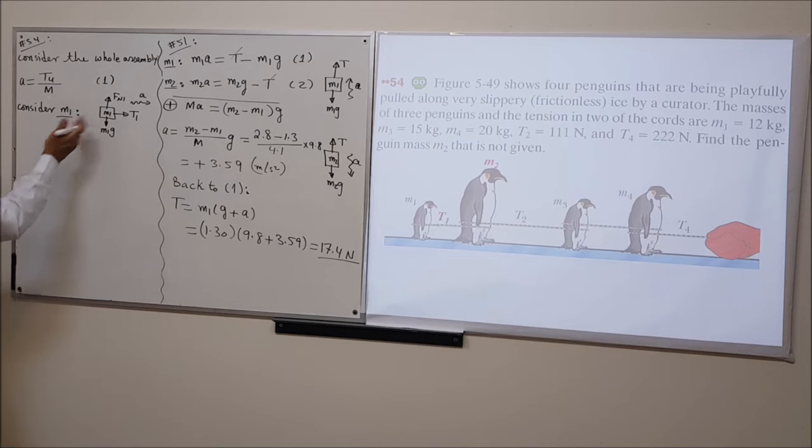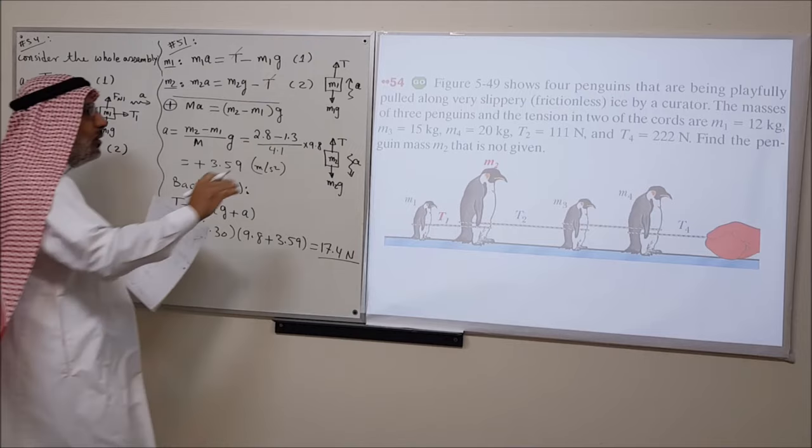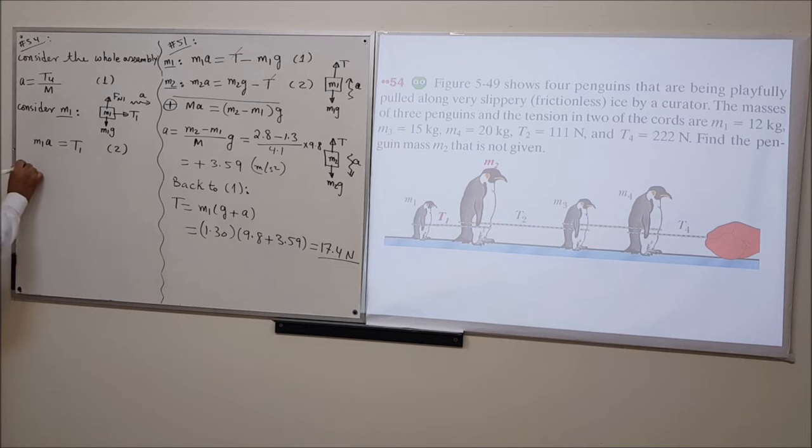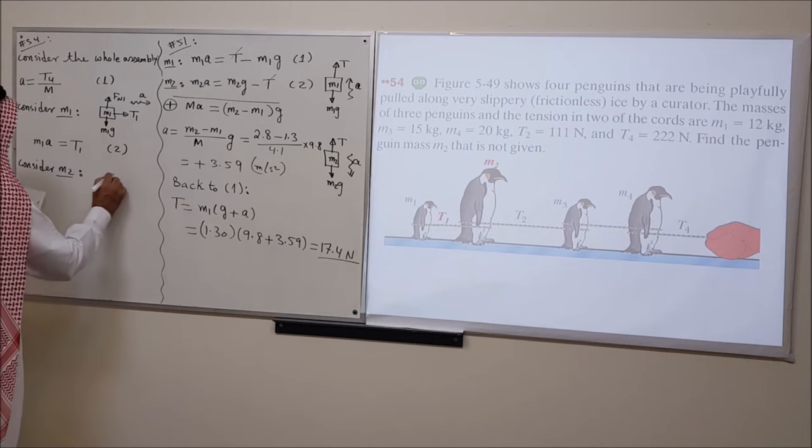So Newton's second law for this one is very simple. M1 times A is equal to T1, and this is our second equation. Then we move to M2, and we do the same thing. Consider M2. Draw its free body diagram. It will look like this.